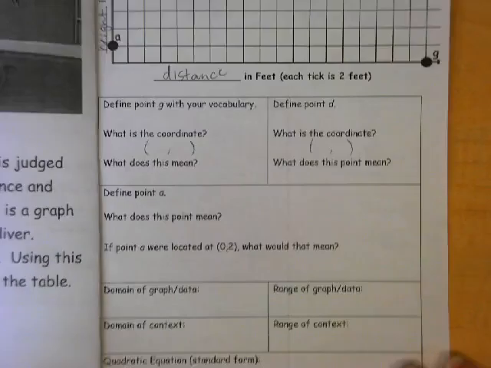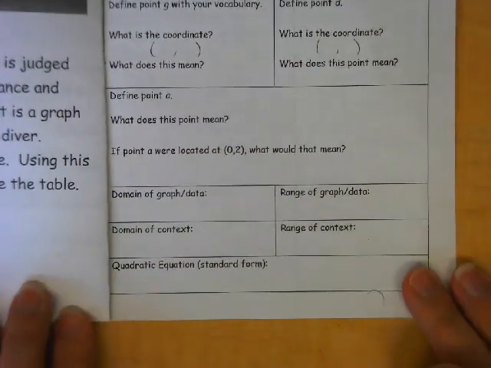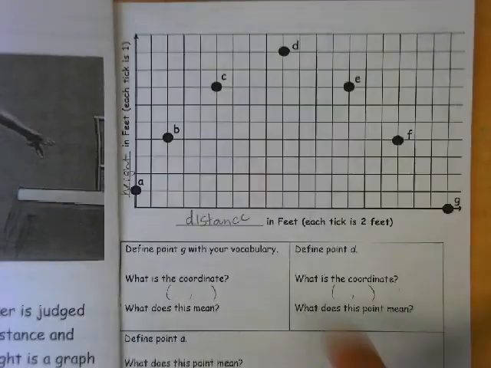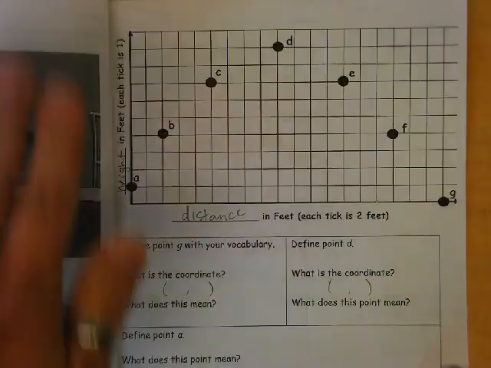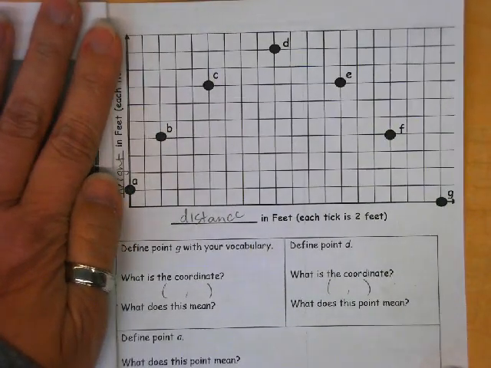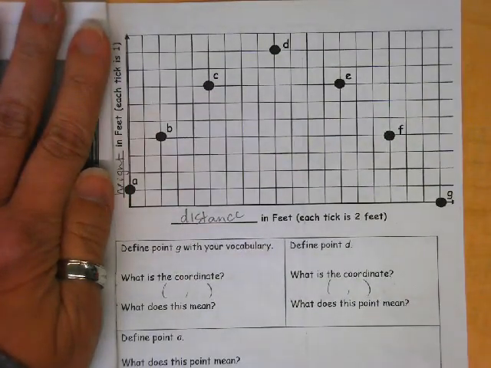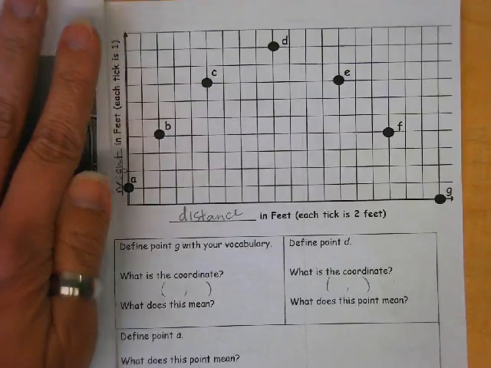Okay, this is the key piece down here. Domain of the graph versus domain of the context, range of the graph versus range of the context. Guys, if I just gave you this graph right here and I didn't tell you anything about the diver, what would you tell me about this graph? It is discrete, which means you're going to use a list or you're going to use individual numbers or inequalities, excuse me. This is going to be a list.